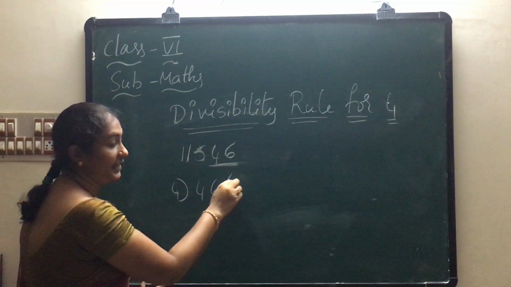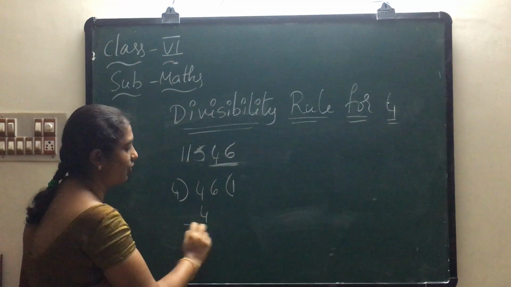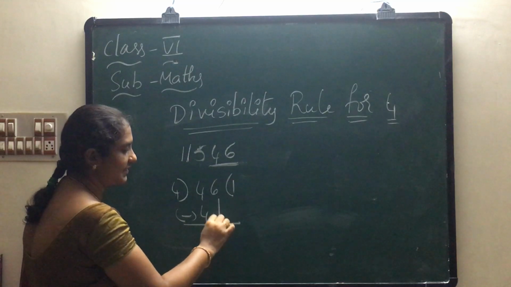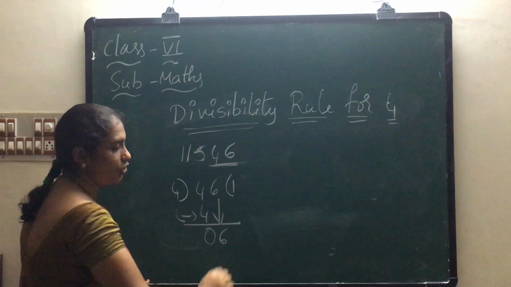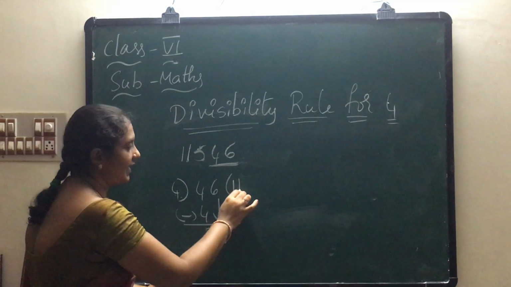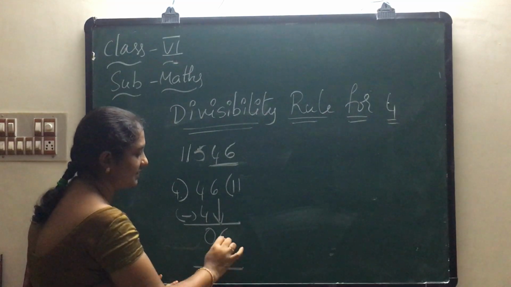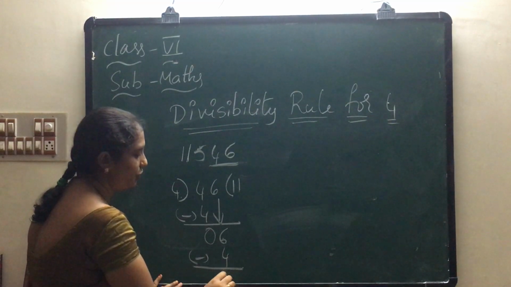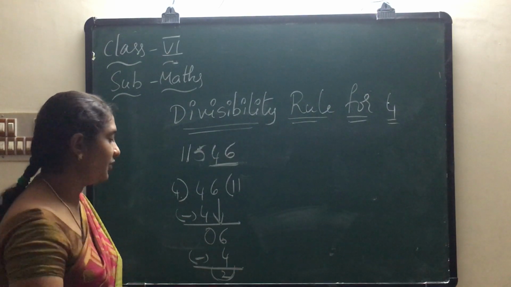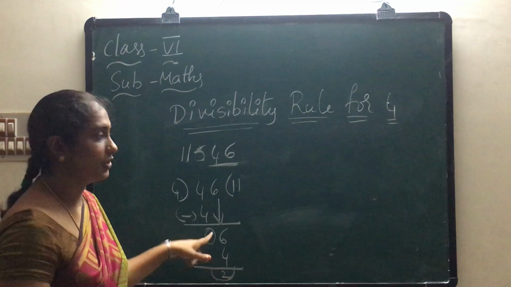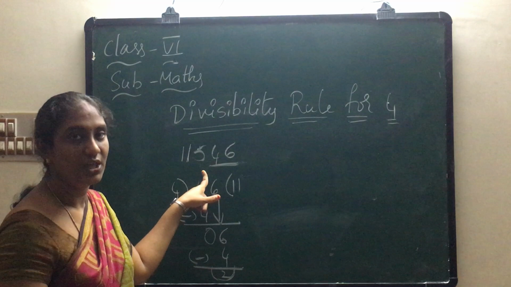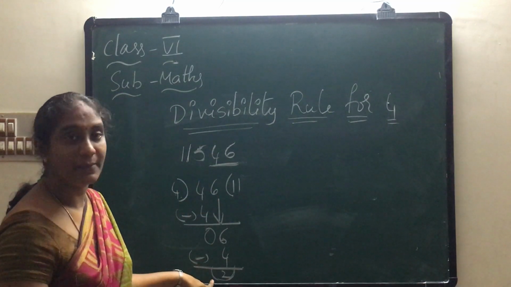In the 4 table, 4, how many times? 1 time. 4 minus 4, how much? 0. So 6 is there, no? So carry down. So how much did you get here? 6. In the 4 table, 6, how many times can you take? 1 time. So 4. 6 minus 4, how much? 2. So you got the remainder. Here we got a remainder. So is the total number divisible by 4? No, it is not divisible by 4. Why? Because we got a remainder here.